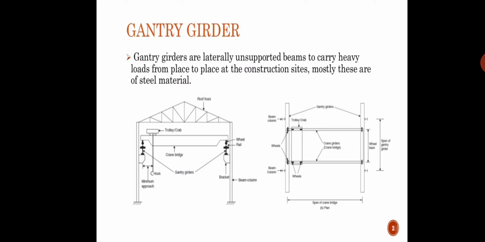So, gantry girder. As per our discussion in the first part, gantry girders are laterally supported beams to carry heavy load from place to place at the construction site. Mostly they are made of steel. Here I will give a quick revision of the properties of gantry girder. You can see this figure. Gantry girders are used in a workshop or any site to carry heavily loaded equipment from one place to another. So it's generally made of steel.